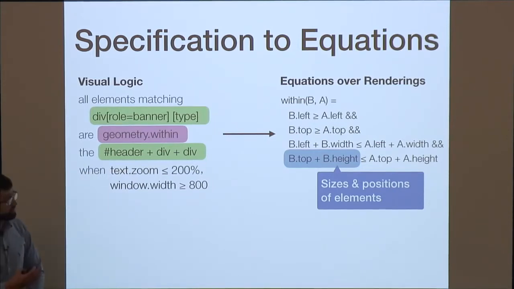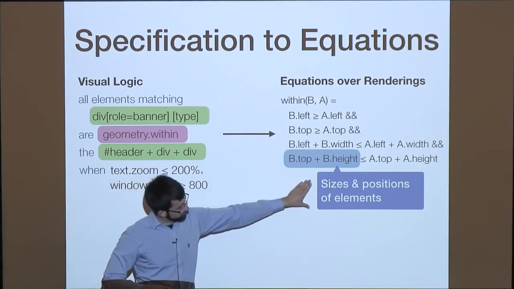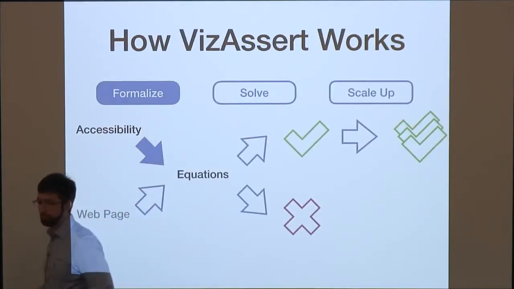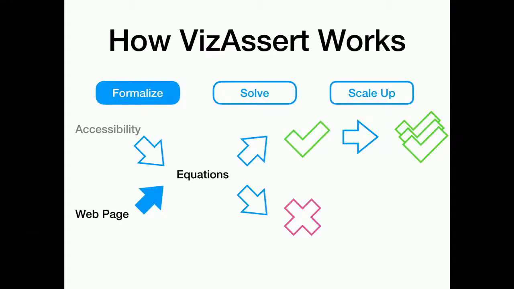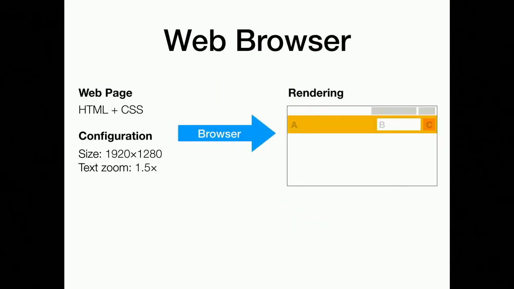So that's where we can turn accessibility guidelines, English language high level, and interpret them and then write them down formally as a specification. So now, given that the specification has meaning in terms of sizes and positions of web page elements, let's talk about where those sizes and positions come from. So the tool that takes a web page and gives you the size and position of the parts of the page is called a web browser.